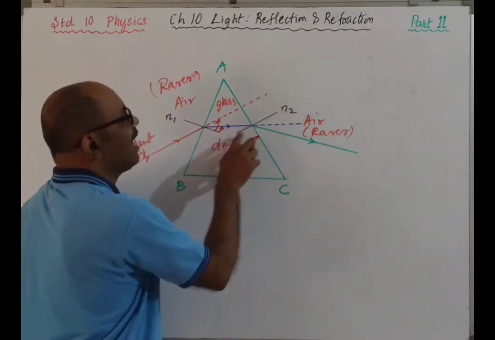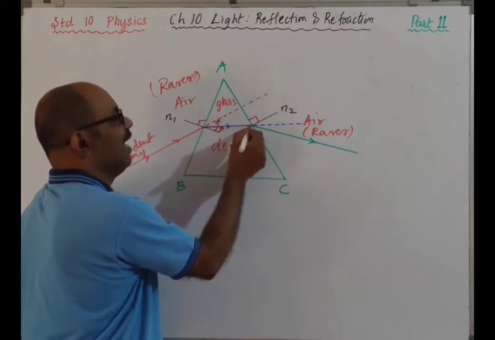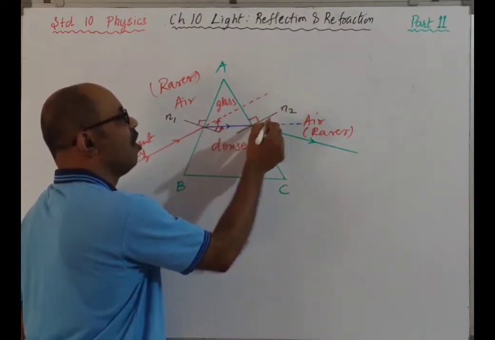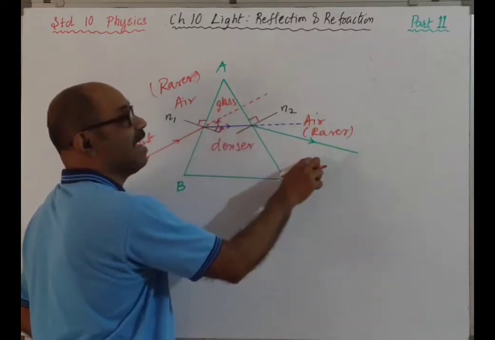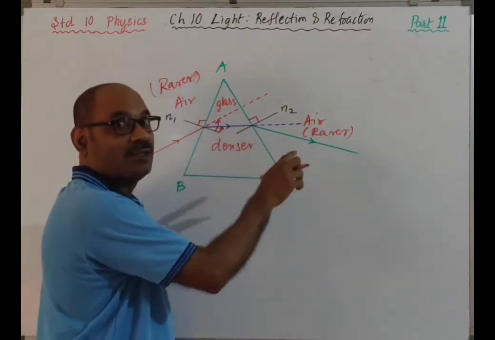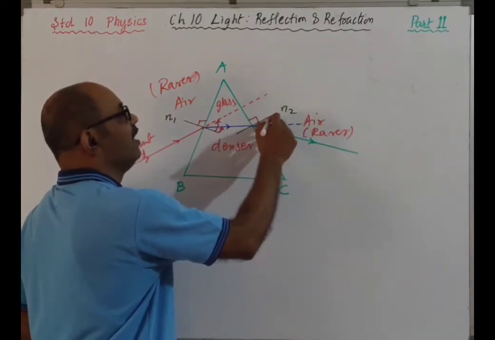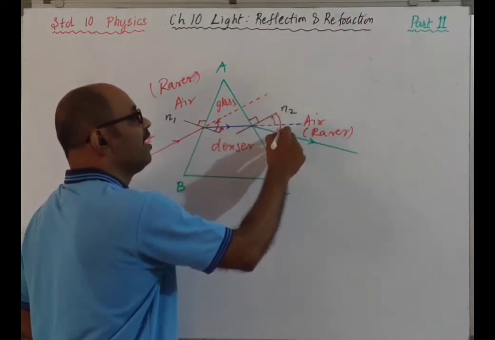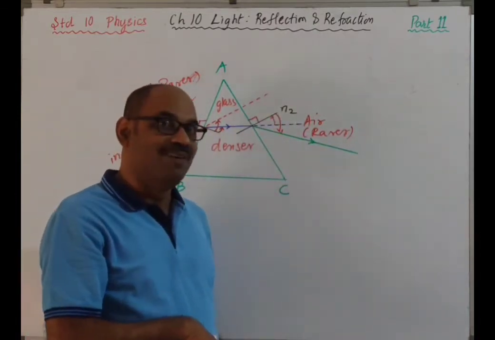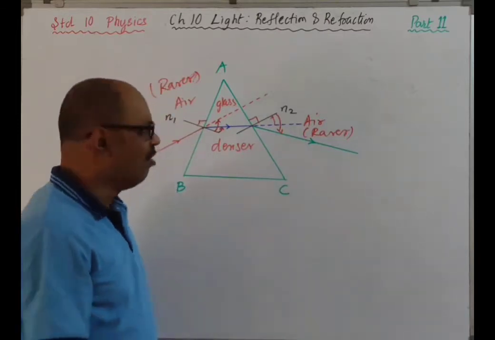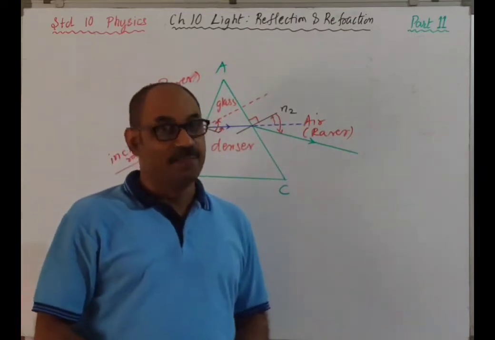See, this black line is the normal at the point of incidence. This blue line is incident here, and the black line is drawn normal. Now it's not going to travel straight from denser to rarer. When light travels from denser to rarer, it bends away. So see, this dotted line would have made this angle, but it makes a bigger, larger angle. That means it bends away from the normal. This is how the light ray is going to get refracted in the prism.